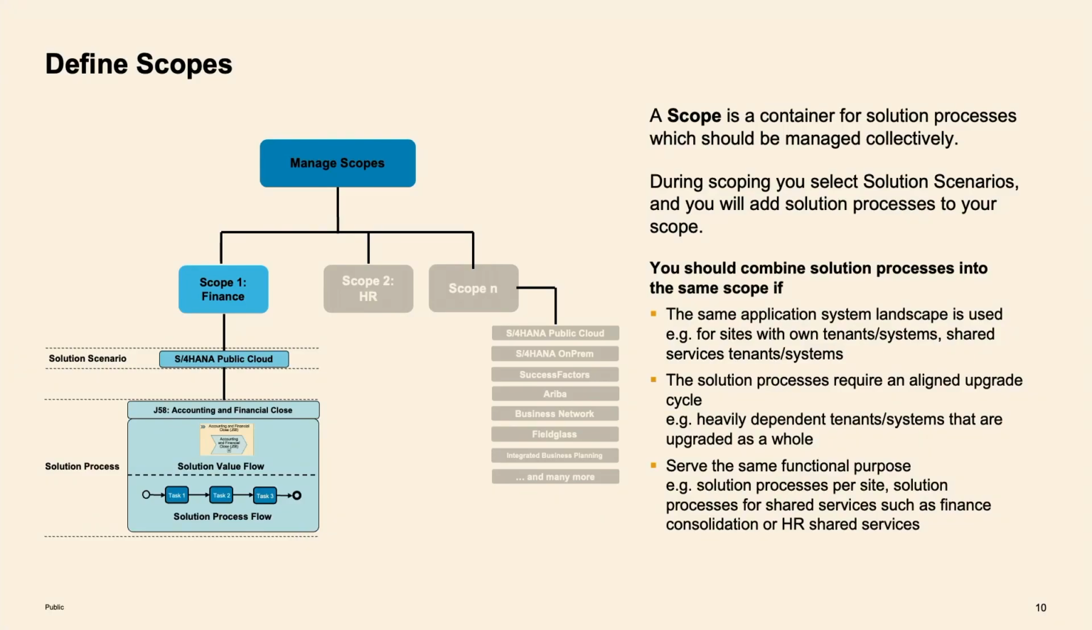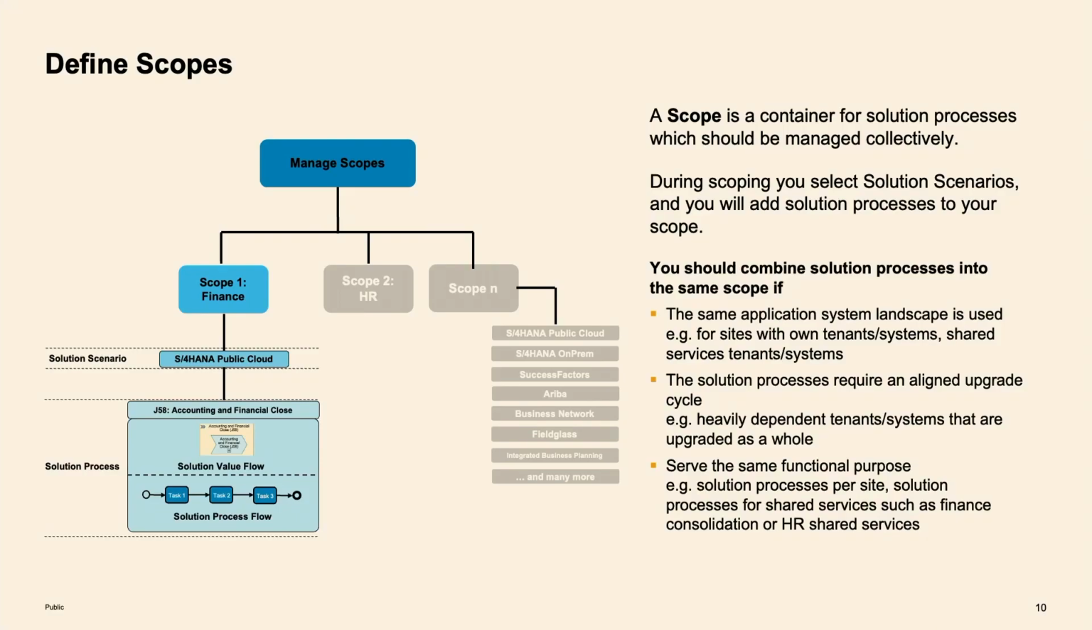And then you go and scope the solution process. So let's stay with the example of S/4HANA Public Cloud, then, for example, the J58, or the BD9, the sell from stock. And that's how you do the scoping in the SAP Cloud ALM. And you can see the blue example here.